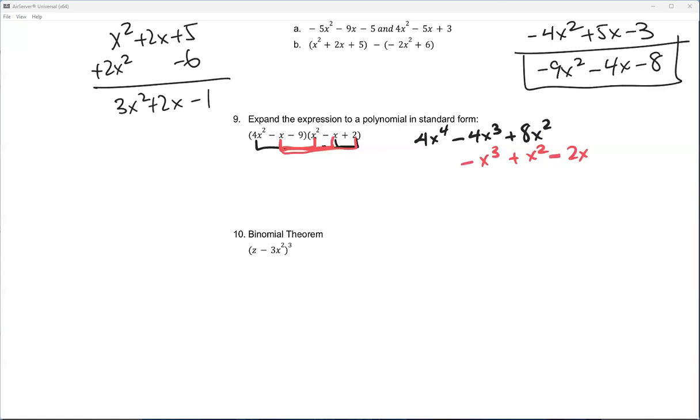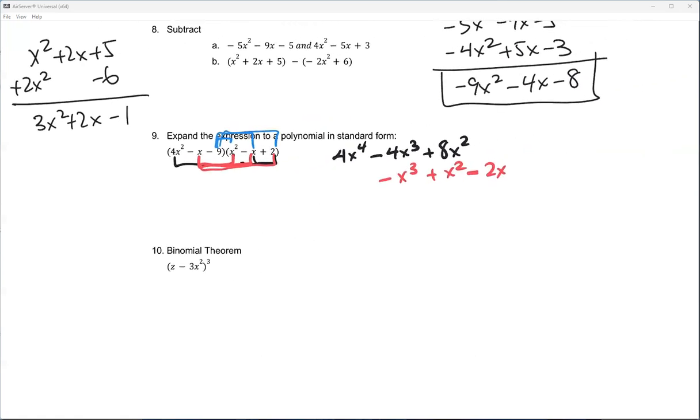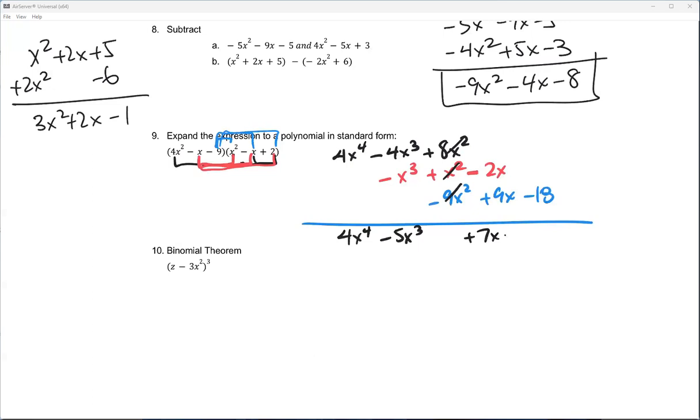And then multiply the 9 to each term. So it would be minus 9x squared plus 9x minus 18. Final answer is 4x to the 4th power minus 5x cubed. These all cancel out, plus 7x minus 18.